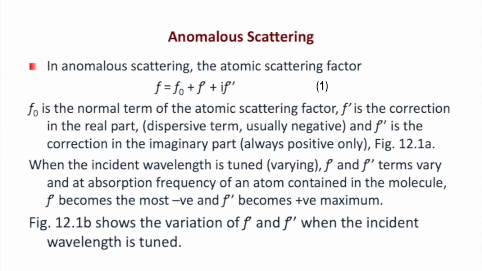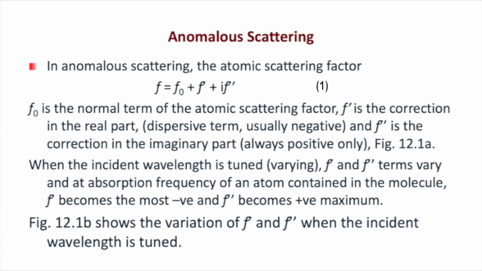Let us see what you mean by anomalous scattering. As I told you, F0 is the normal part under normal condition when the incident X-ray frequency is far removed from the absorption edge of an atom. Atomic scattering F is equal to F0, which is real. But when the incident frequency is matching with the absorption frequency of an atom, then the real part has a correction. The real part itself has F prime, which is usually negative, and a factor F double prime in the imaginary part. F double prime is always positive.